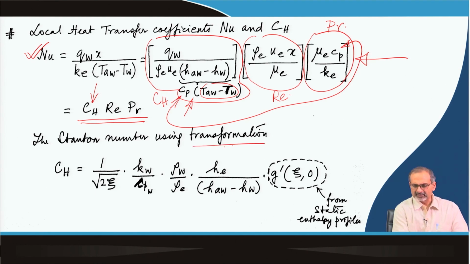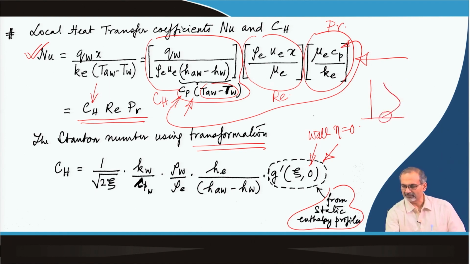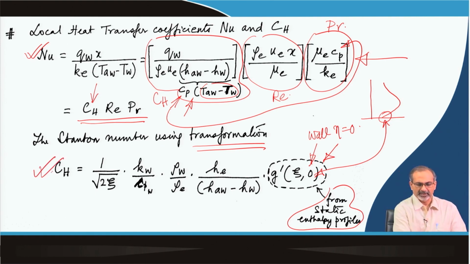The Stanton number in its transformed sense would show up like this, and that is easy to calculate because it contains G dash, which basically comes from the static enthalpy profiles. This is at the wall, eta equal to 0, and therefore, the slope that you have of the enthalpy profile, you may recall that these kind of enthalpy profiles were seen, and therefore, from the profile itself you can make out that there is a non-zero value of G dash, which will have to be fed in over here in order to get you the Stanton number.